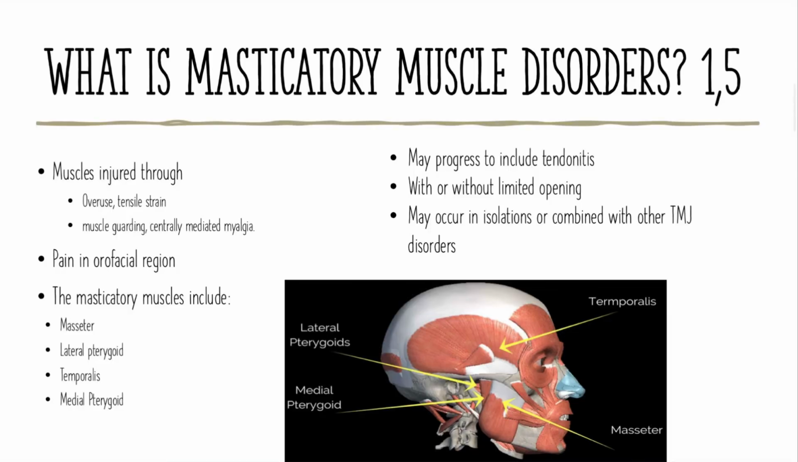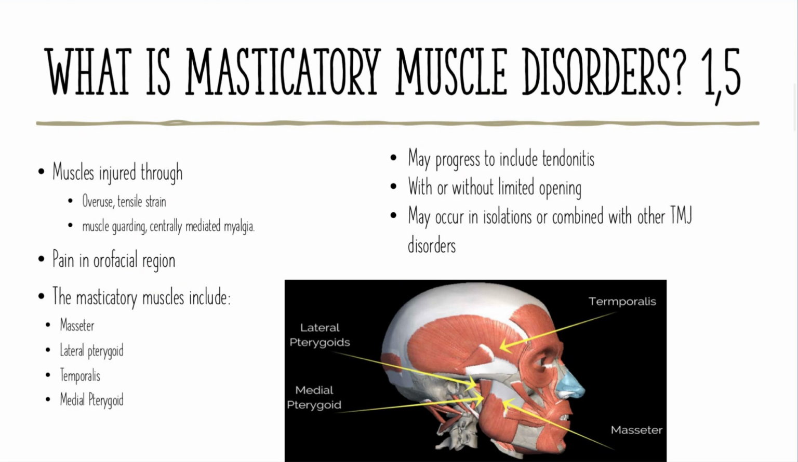Okay, so what is it? The masticatory muscles included in this are the masseter, lateral pterygoid, temporalis, and medial pterygoid. This is when muscles can be directly or indirectly injured, directly through overuse and tensile strain, or indirectly through muscle guarding and centrally mediated myalgia, which is a process that involves chronic overactivation of the muscles. There may be a presence of TOMP, myofascial bands, and trigger points, which may progress to tendinitis.